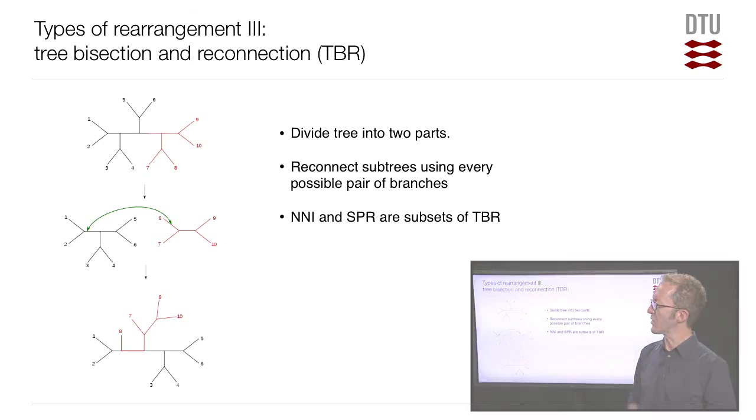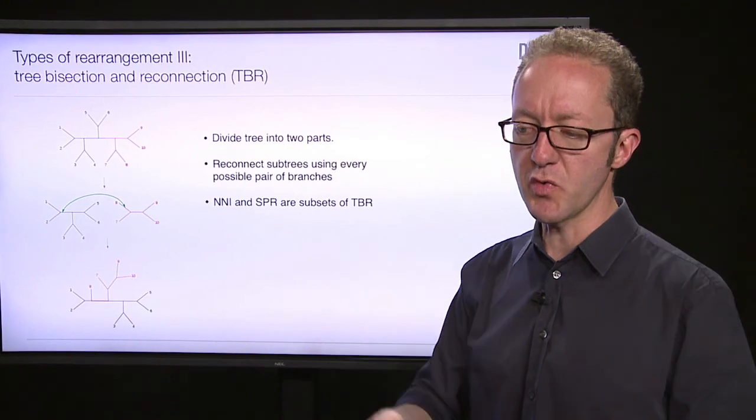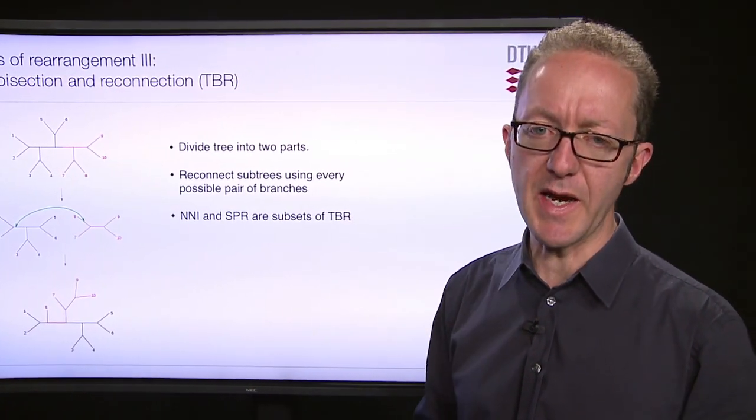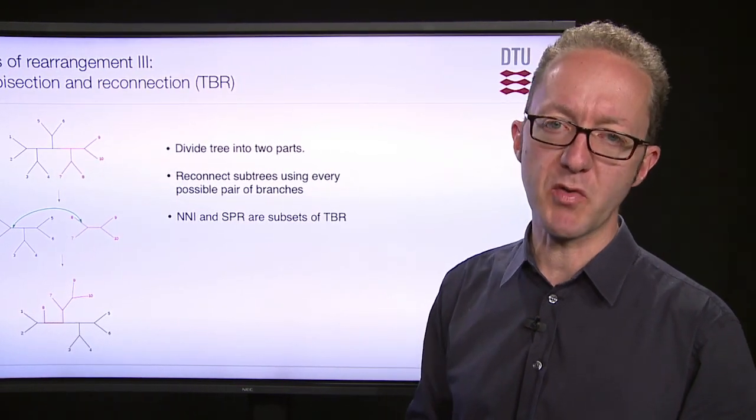This is typically something you can set in software and say, I want to do a TBR search of tree space, that's a more thorough search, or I can do an NNI, that's a less thorough, but maybe more rapid search of tree space.